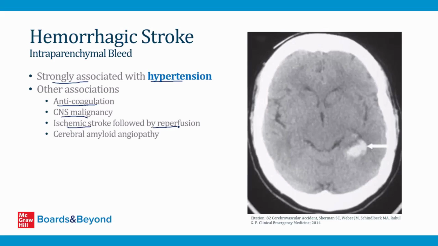These drugs are powerful clot busters and they can restore blood flow in cases of ischemic stroke, but the feared complication is that they will convert that ischemic stroke into a hemorrhagic stroke by causing bleeding. And then finally, there's a condition called cerebral amyloid angiopathy that commonly leads to hemorrhagic stroke. So let's talk about that now.